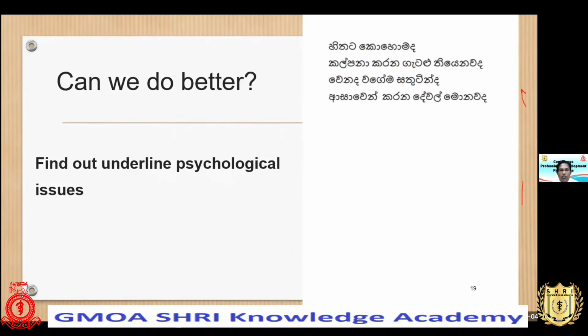We have to be very careful of using words. A few examples, like how do you ask? හිතට කොහොමද දැනෙන්නේ? Then it's an open question. People have to answer. මොන හරි කල්පනා කරන ගැටලු ප්‍රශ්න තියෙනවද? Maybe not ගැටලු ප්‍රශ්න. මොන හරි නිතර කල්පනා කරන ඔළුවට වද දෙන ප්‍රශ්න තියෙනවද? Or else we can ask වෙනද වගේ සතුටින්ද ඉන්නේ?